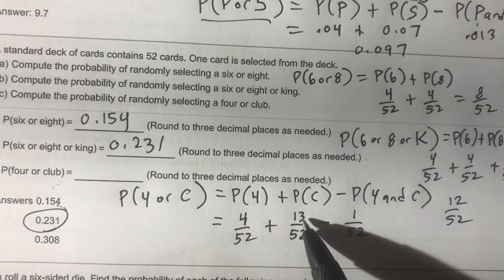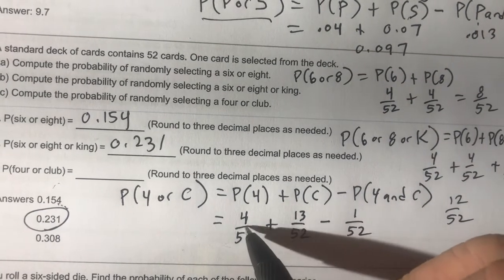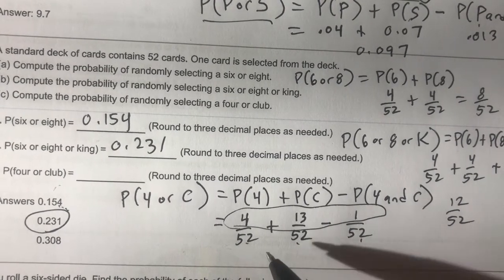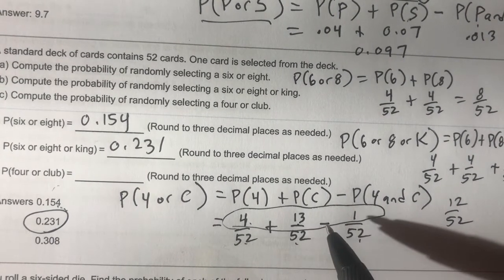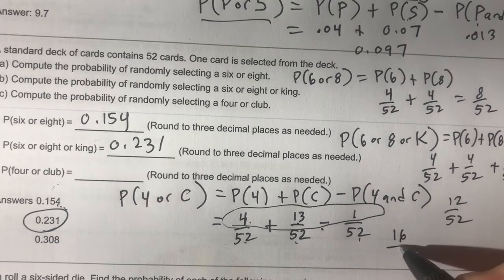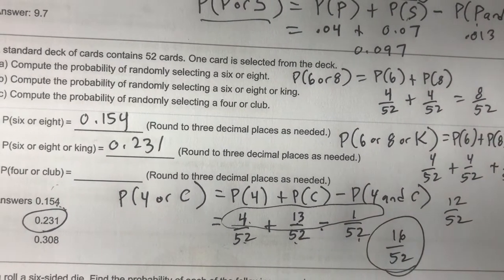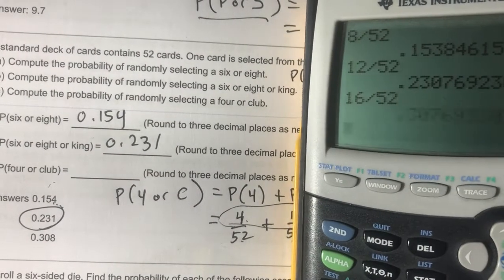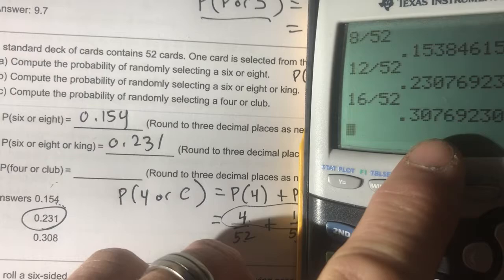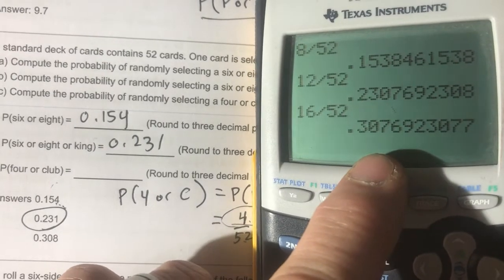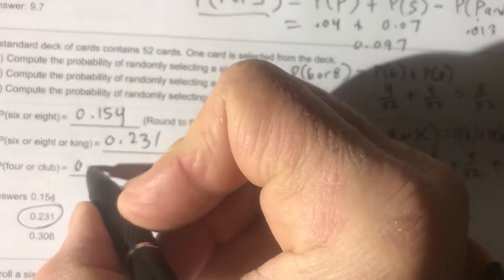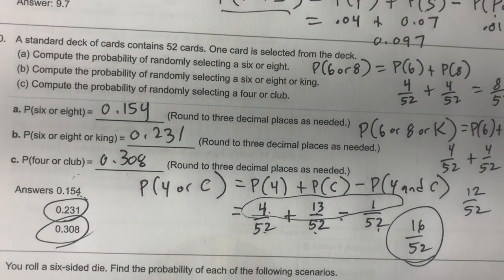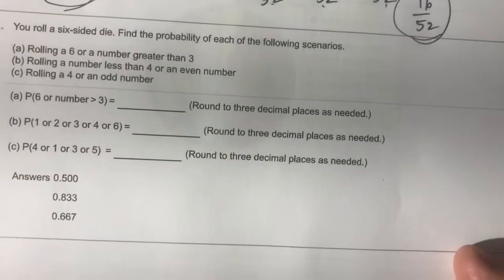So there's what I add and subtract. So 4 plus 13 is 17. Now when you do this, you can just add these top numbers right here since these are all the same denominators. So 4 plus 13 is 17, minus 1 is 16. 16 over 52 is my answer right there. If I punch that in, 16 divided by 52 is 0.3076. The 6 makes the 7 go up to 8, so 0.308. And you see right there, I'm perfect.